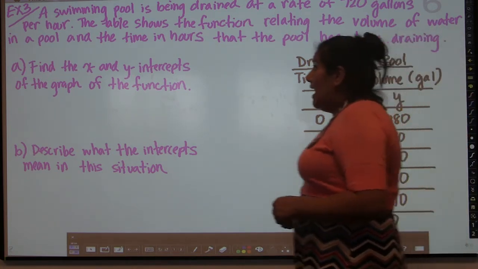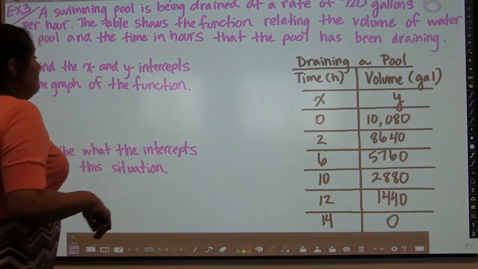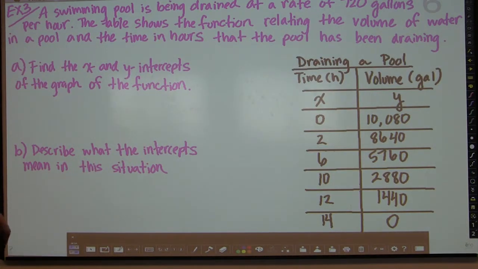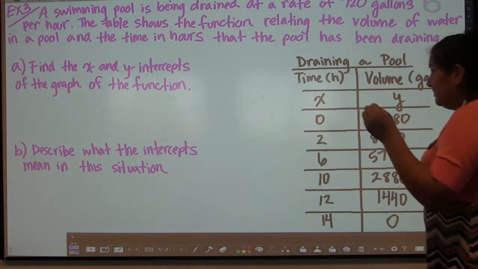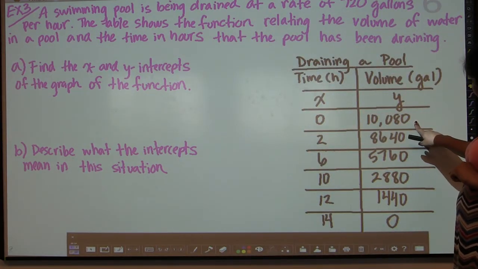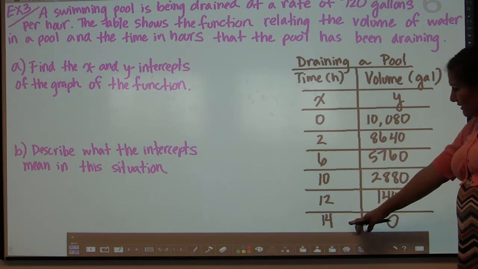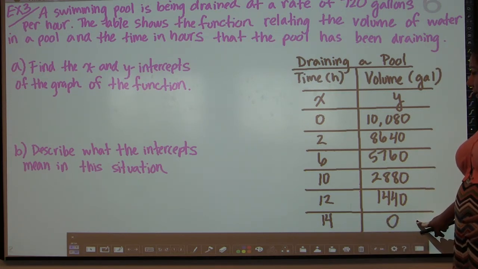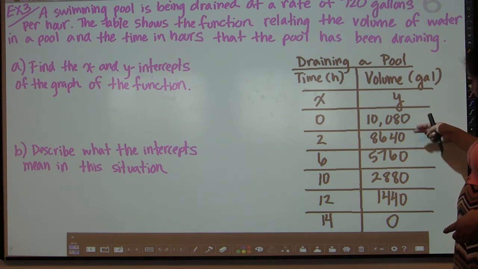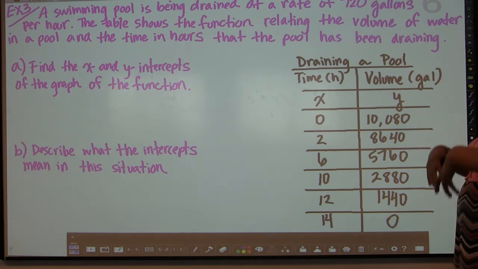But let's read the problem. A swimming pool is being drained at a rate of 720 gallons per hour. The table shows the function relating the volume of water in a pool and the time in hours the pool has been draining. So it makes sense to us that when x is 0, that's when time is beginning. Okay, when x is 0, the pool has 10,080 gallons of water in it. So it would make sense to us that as hours progress, 14 hours later, the pool has 0 gallons of water in it. So along the way, you see that it starts at 10,080 and it's decreasing every single time because water is being drained out of it.